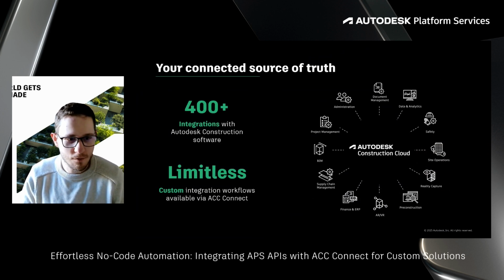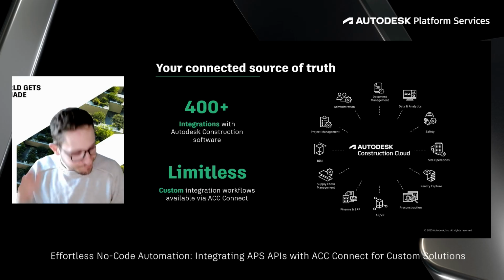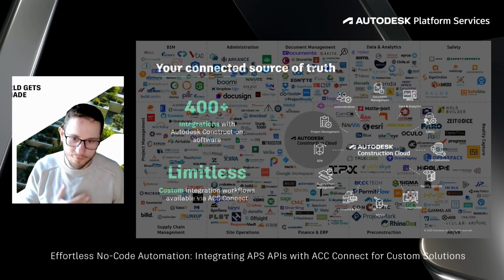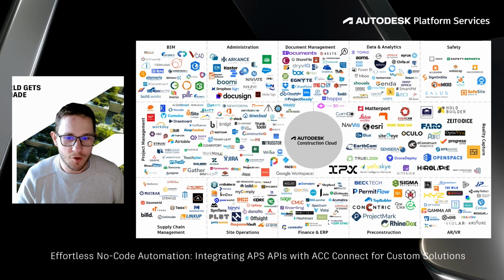And today we have over 400 different integrations that are built by over 280 partners to Autodesk Construction Cloud. And of course, there are limitless ways to work with your data and integrate your data via ACC Connect. And our ecosystem as a whole allows you to work with the data from other systems that you may be using on the job site, whether you're in the office or in the field.